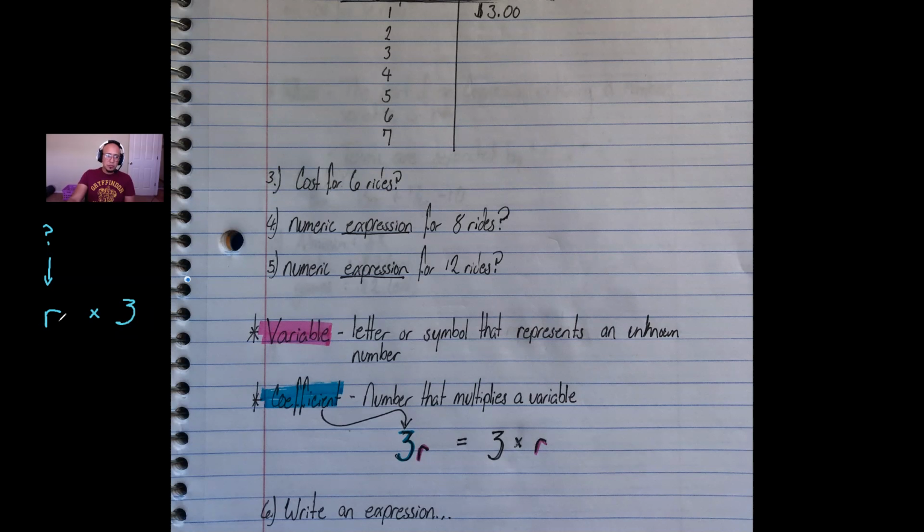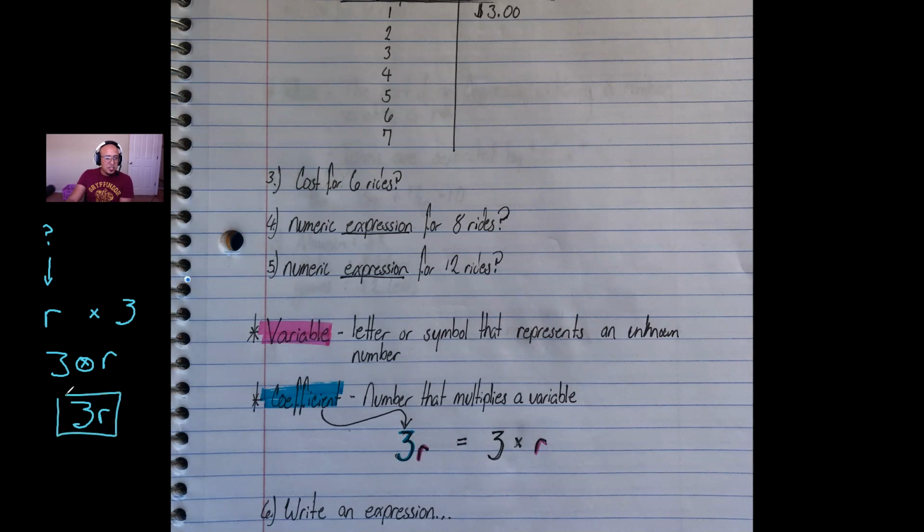In math, however, when you're multiplying a variable times a number, you always put the number first. So it'd be 3 times R. So $3 times however many rides you go on. And in math, whenever you're multiplying a variable times a number, you actually don't need the multiplication symbol. You just write it together like that. 3R. That means 3 times R. This would be the mathematically appropriate way of writing this, 3R. That means 3 times R.